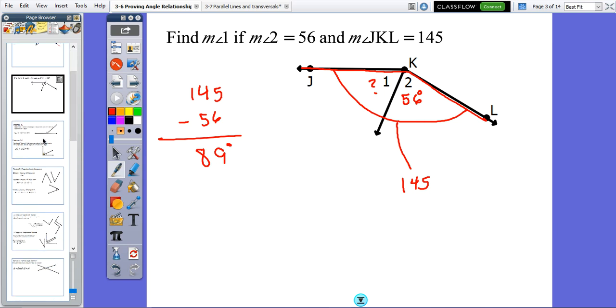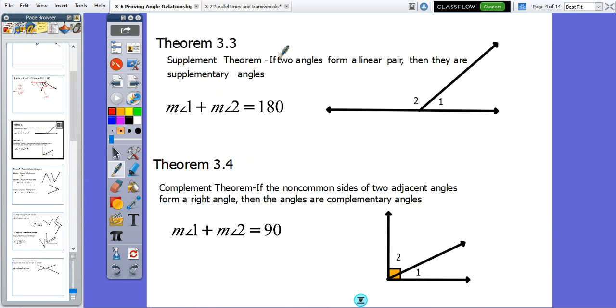Hopefully that is how you will see this in the assignment, as well as combining them. Now, a couple other theorems that we'll be using to support our work today are the supplement theorem and the complement theorem. They work the same way, but let's talk about them separately.